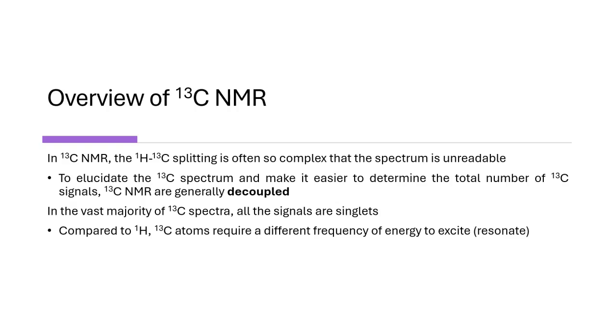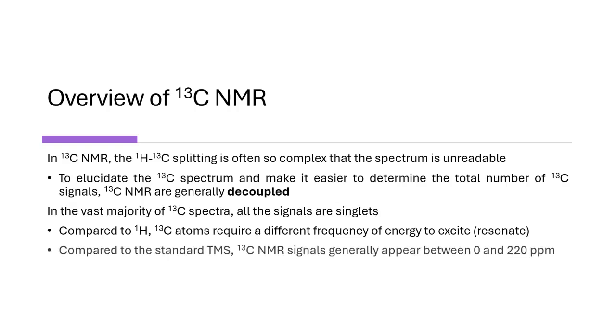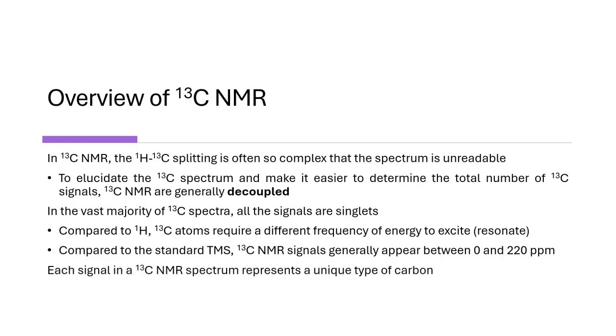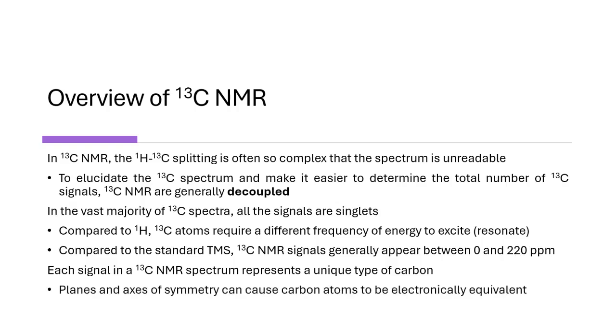Compared to 1H, carbon-13 atoms require a different frequency of energy to excite or to resonate. Compared to the standard TMS, carbon-13 signals tend to appear between 0 and 220 parts per million. Each signal in a carbon-13 NMR spectrum represents a unique type of carbon. Planes and axes of symmetry can cause carbon atoms to be electronically equivalent.